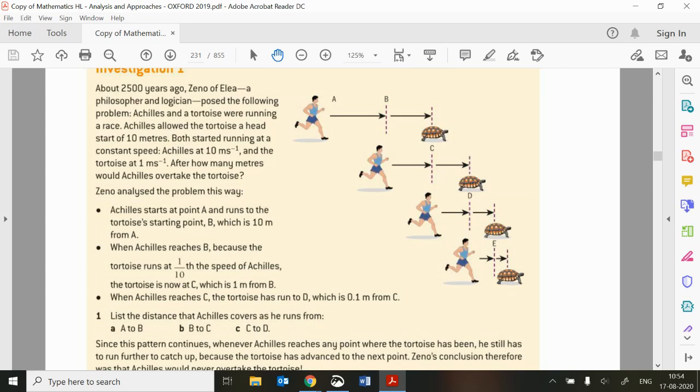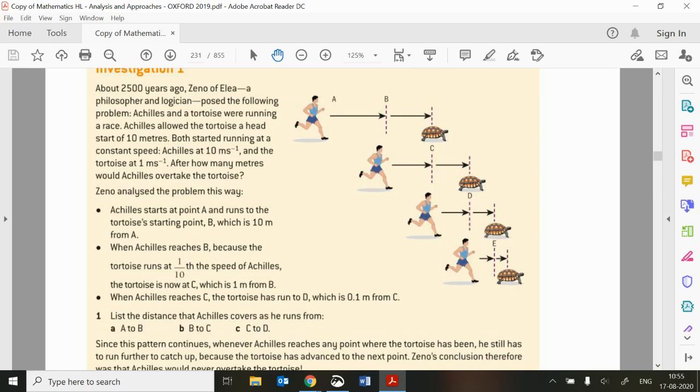And now, likewise, when Achilles now runs to the tortoise's new position, still at the same speed, when he gets to that new position, point C, he'll find that the tortoise is now a tenth of that 1 meter away. He'll be 10 centimeters away. So he still wouldn't have caught him. And if you keep doing iterations like that, it appears that Achilles will never catch the tortoise.